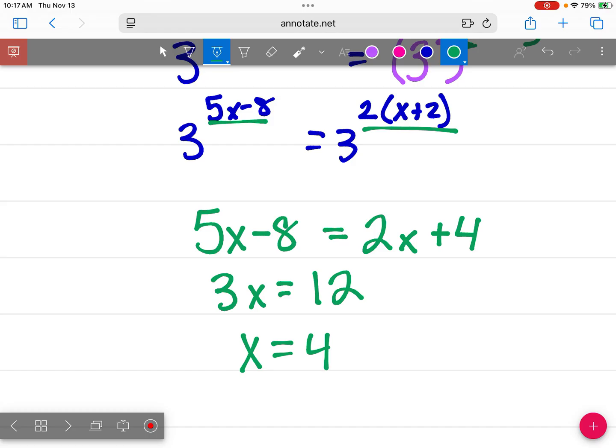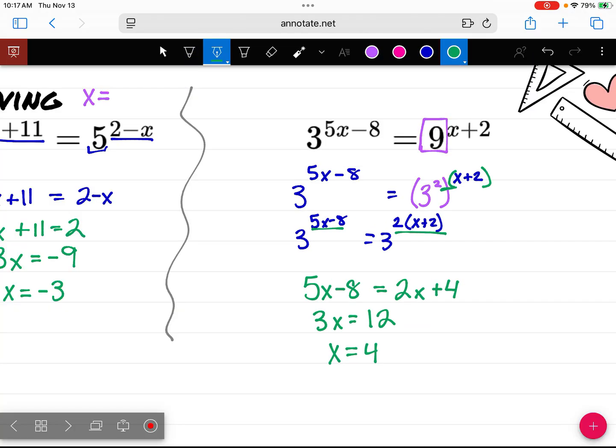And again, we could substitute that back in. Type in the calculator 3 to the 5 times 4 minus 8, 9 to the 4 plus 2. We will get the exact same number. You could substitute it back in to check. We don't necessarily have to. We're not going to wind up with any extraneous solutions here, just because of the way exponentials work. But if we're not entirely sure, it's a great way to double check. Questions on these two? Just because it's been a minute since we solved one of these.